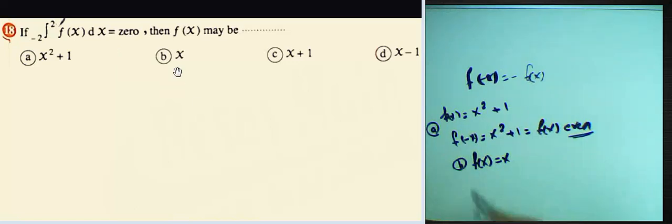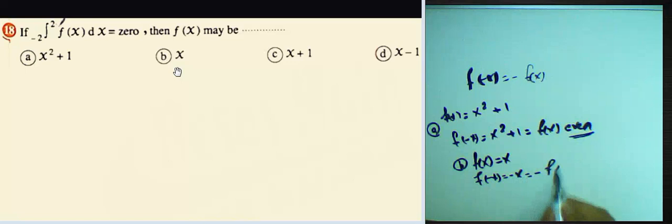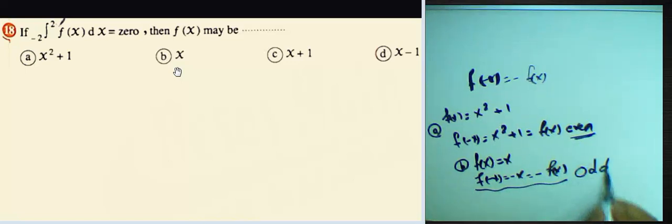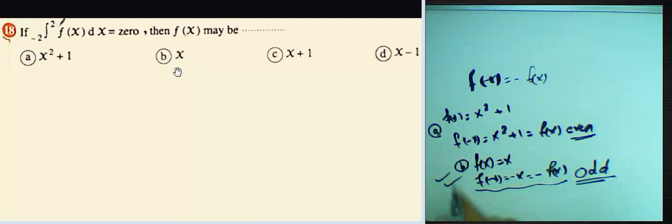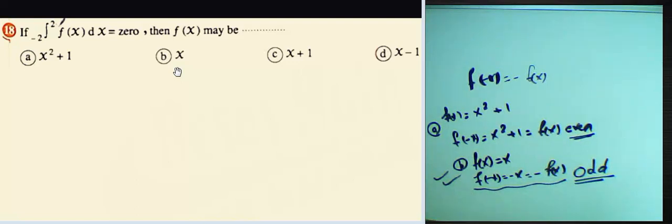Okay, put f of negative x here, it will be negative x. Then the result will be negative f of x. So it will be what? It will be odd. So we must choose letter B for this example, because the result equals 0, meaning this function is odd. Where is the odd one here? Letter B, because f of negative x equals negative f of x. It means the function here is odd.